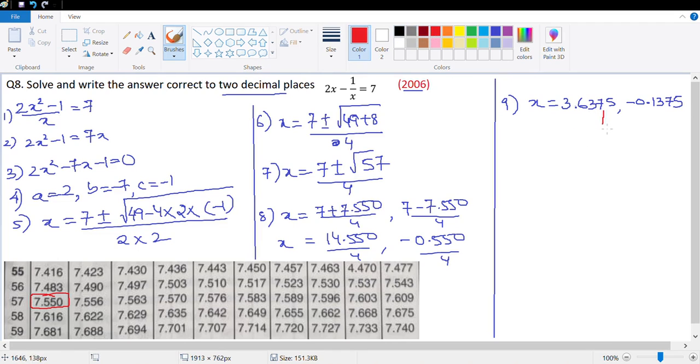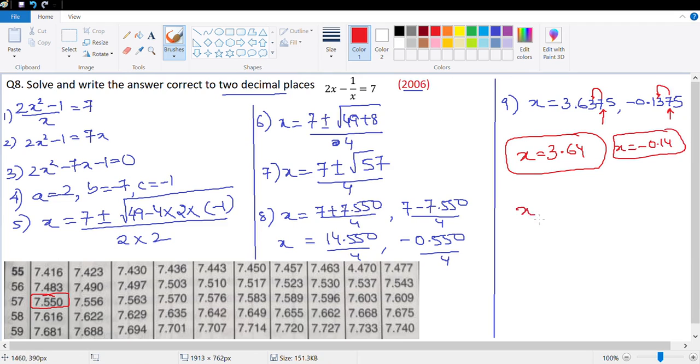So I look at the third decimal place. It's 5 or more than 5, so add 1 here, which means x is equal to 3.64. Similarly, the second one, the third decimal place is 7. So I add 1 to the previous digit, which means x is equal to negative 0.14. So that's our answer. x is equal to negative 0.14 or x is equal to 3.64.